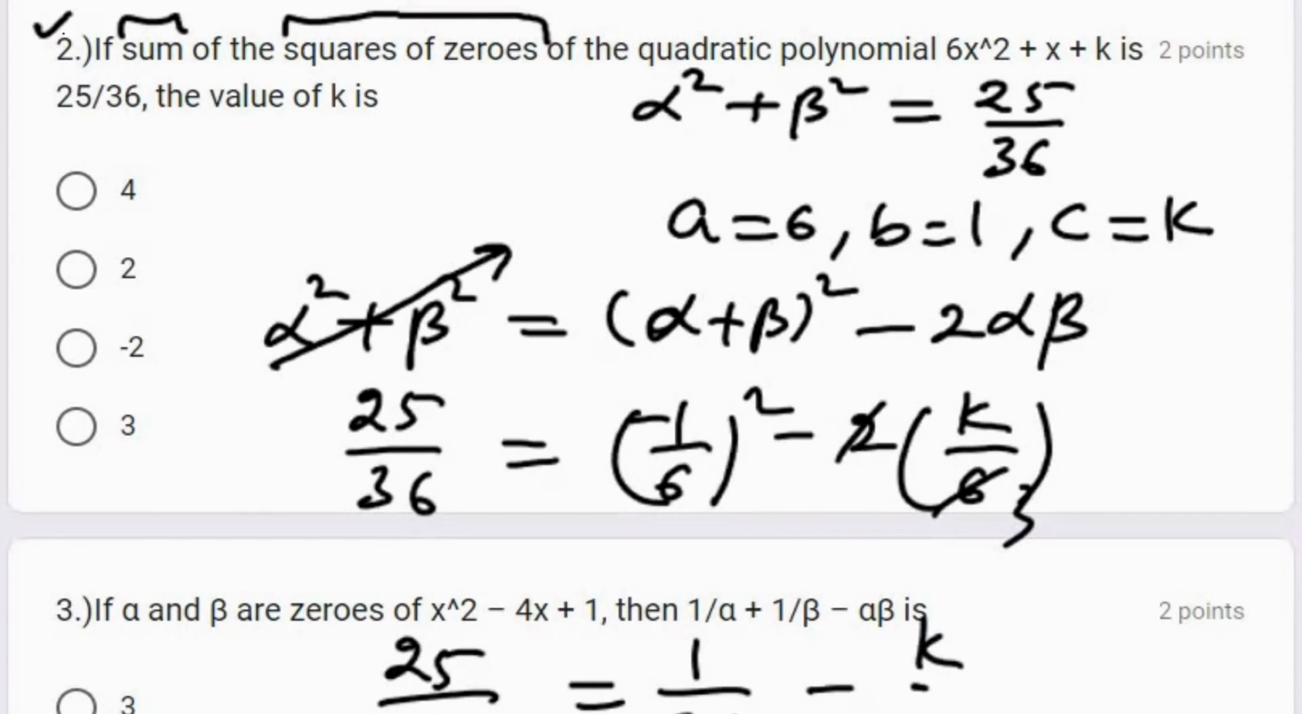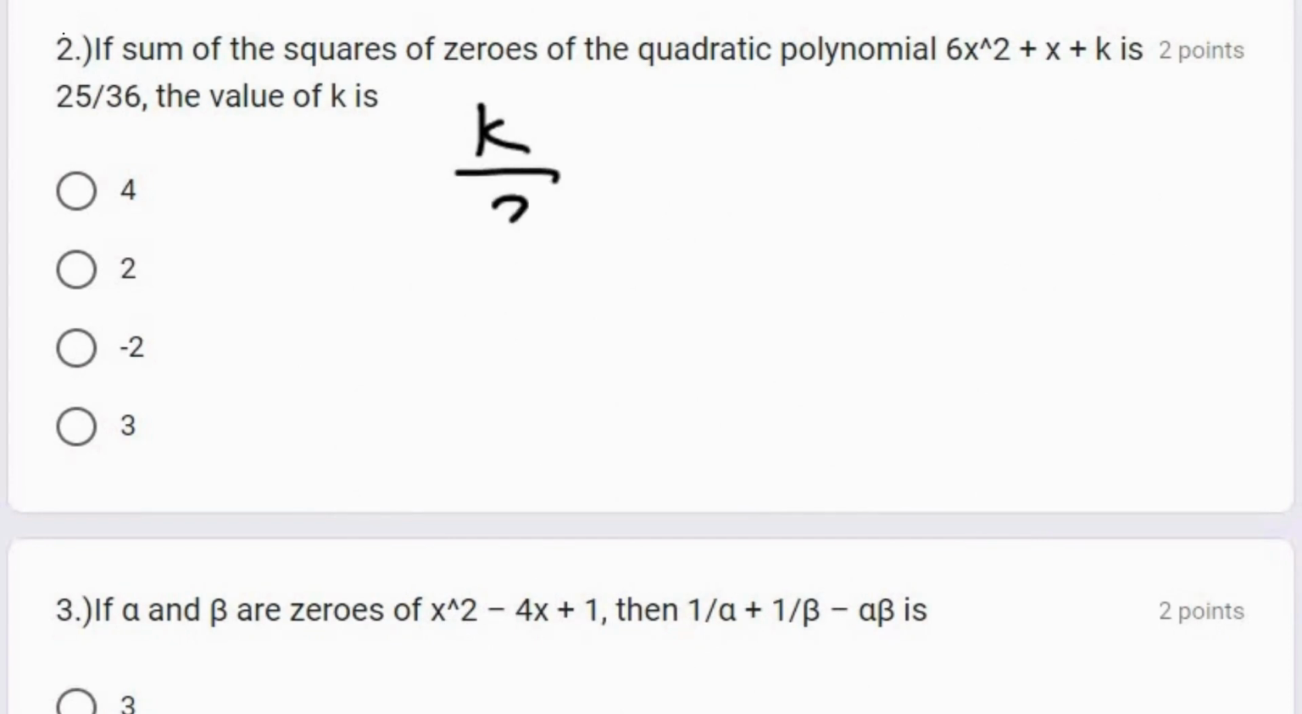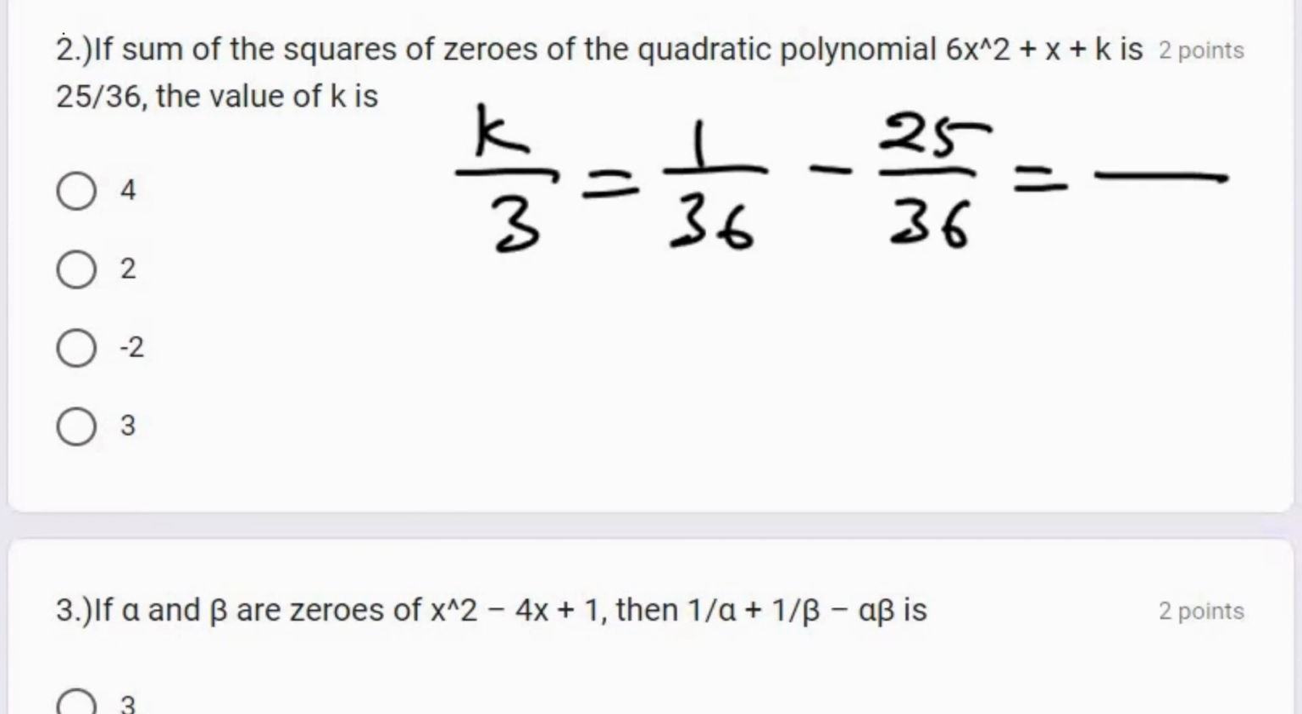So this is k by 3. Okay, so we can exchange these two. On exchanging, we will get k by 3 is equal to 1 by 36 minus 25 by 36. Let's take LCM. We get here 36 and here 1 minus 25, so this is minus 24. You can go for 3: 12 3s are 36 and 12 2s are 24. So k is -2.